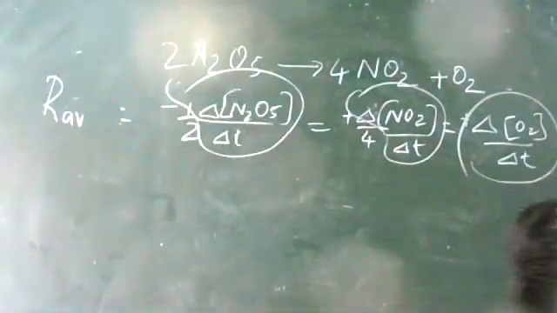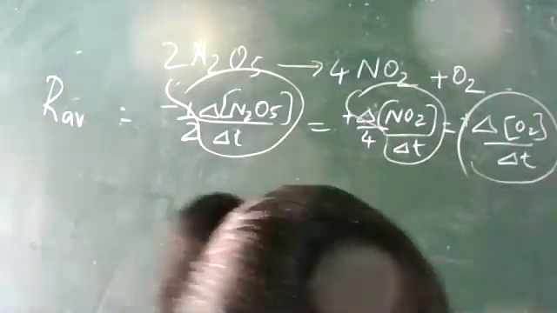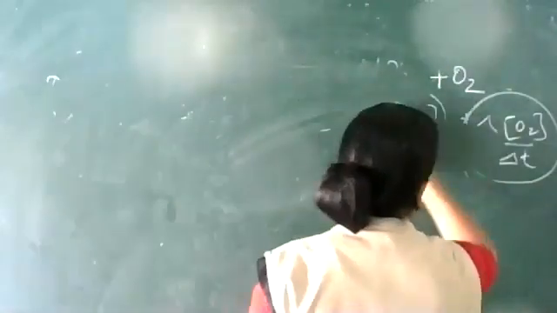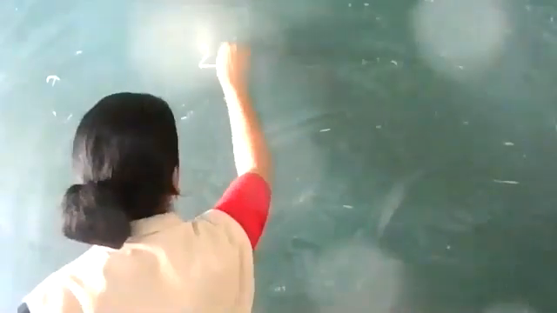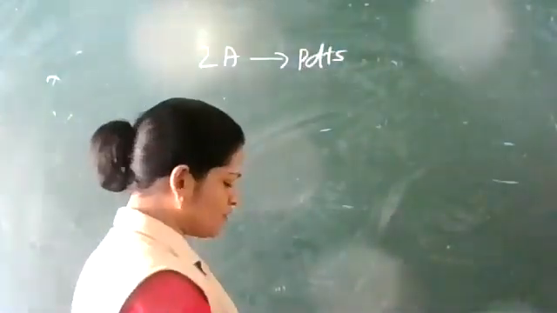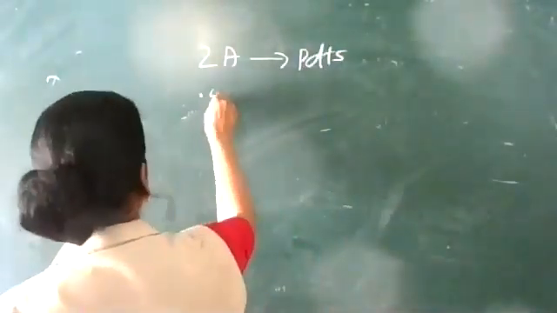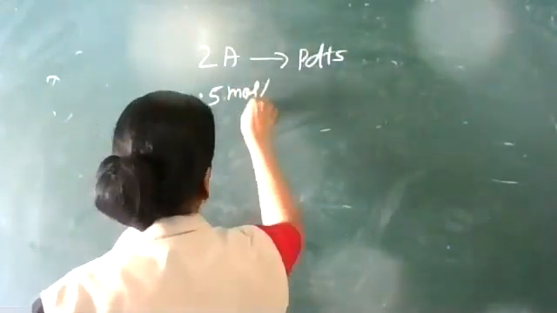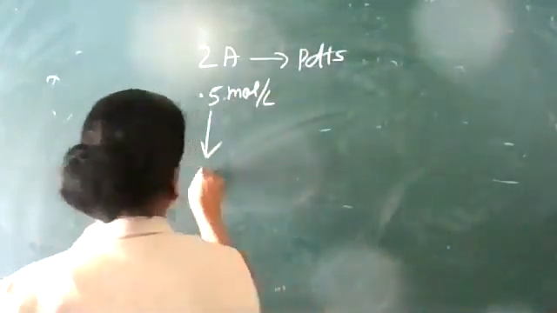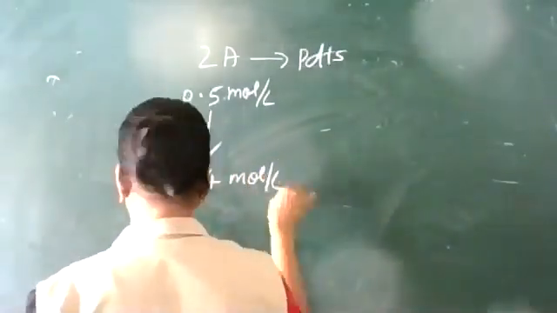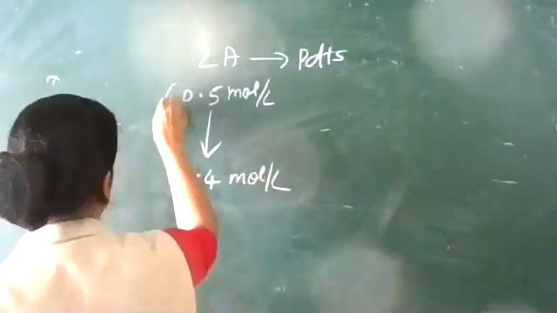Right, one question. In a reaction, the concentration of A decreases from 0.5 mol per liter to 0.4 mol per liter within a time of 10 minutes.